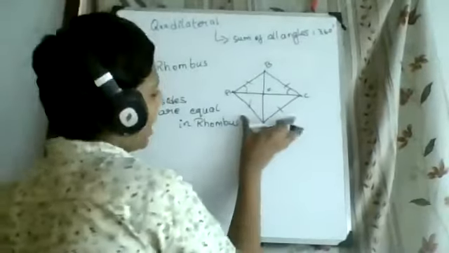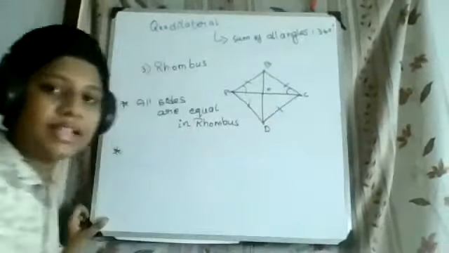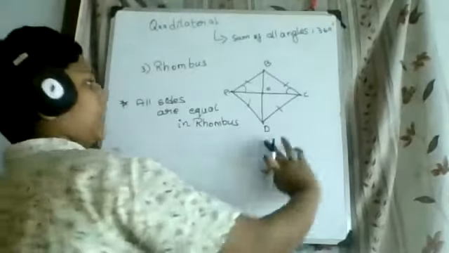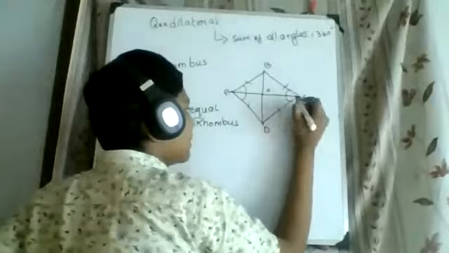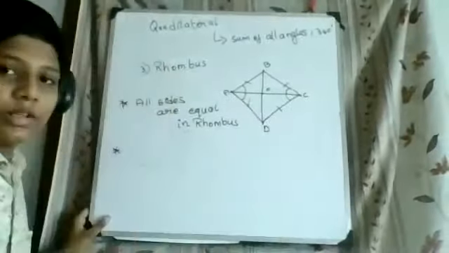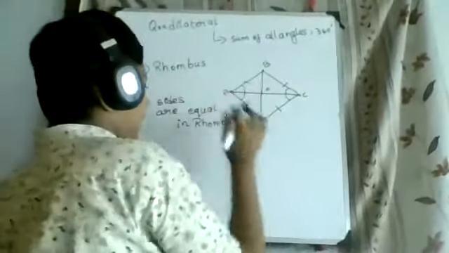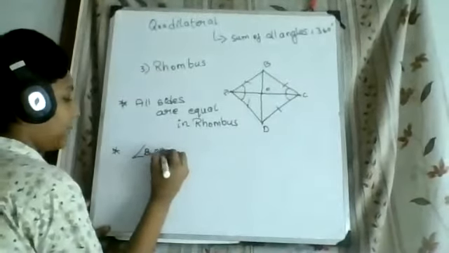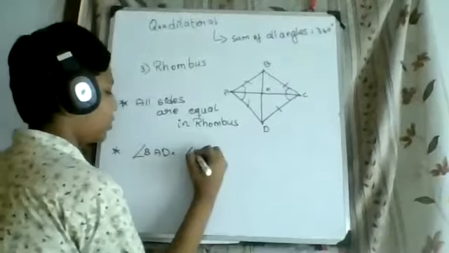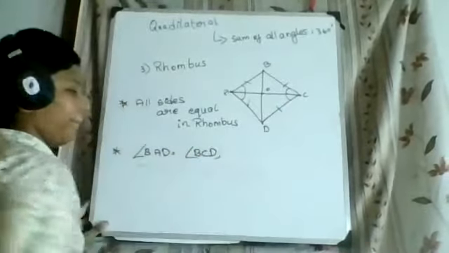And see, ADC is also an isosceles triangle. DC and AB are equal. This angle is equal, this angle is equal. All the sides' measures are equal. So, angle BAD is equal to angle BCD. Okay.